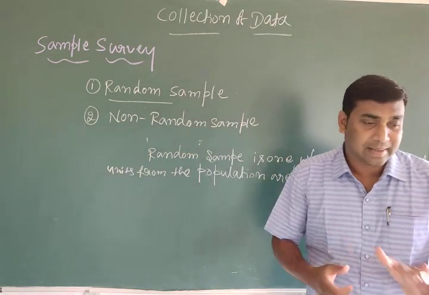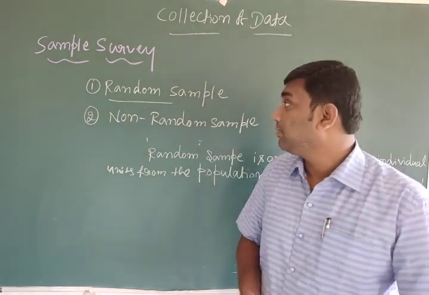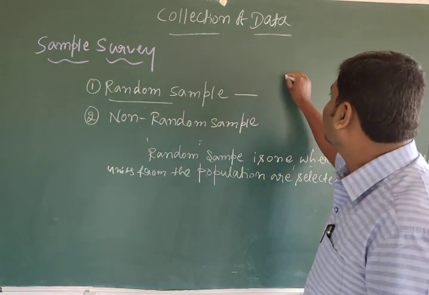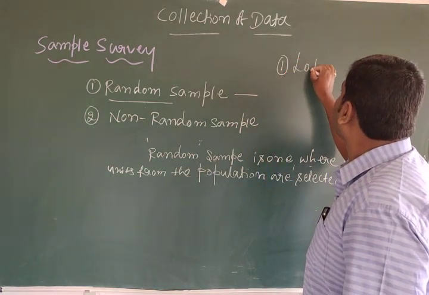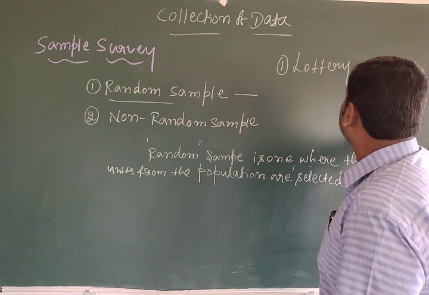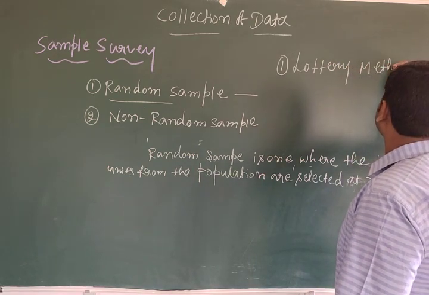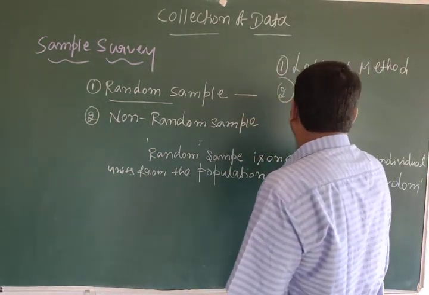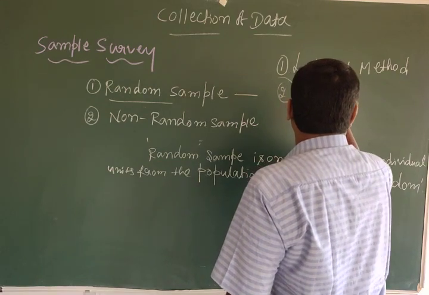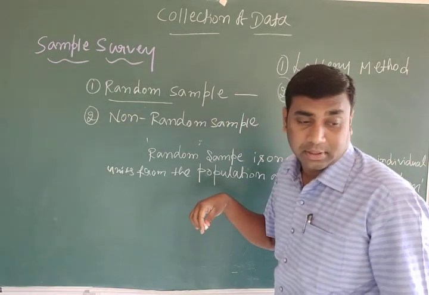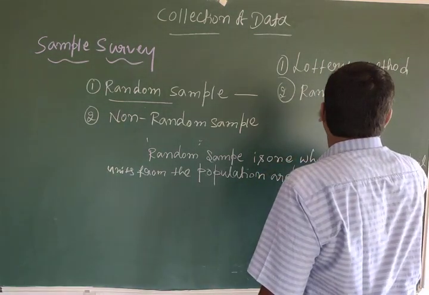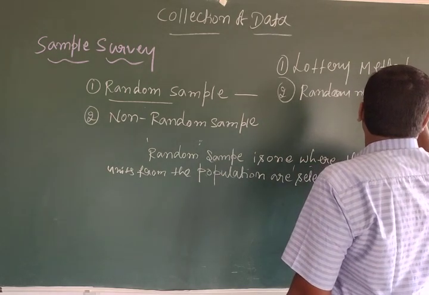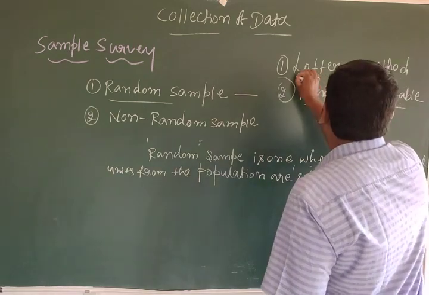So that is called the sample survey. Actually under the random sample, we can see two ways. Again, one is the lottery method. Another one is the random number table. Random number table, lottery method.